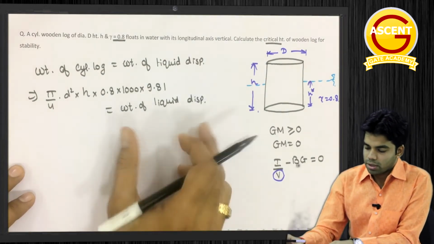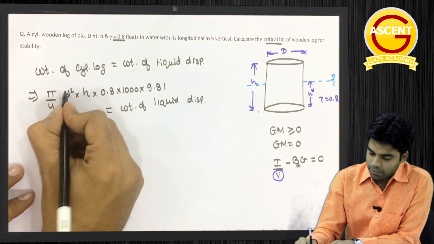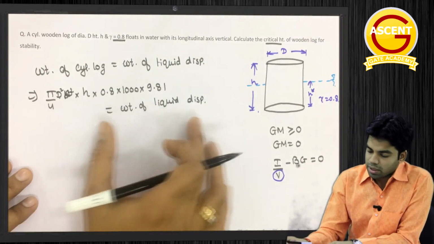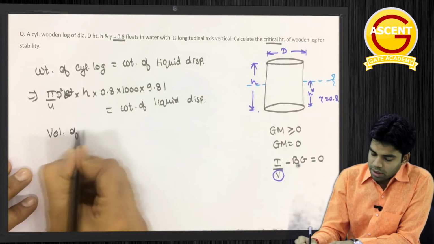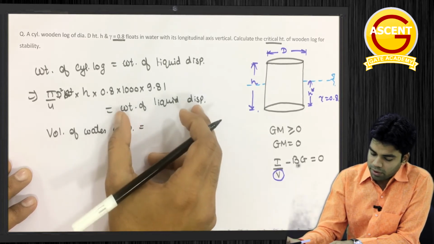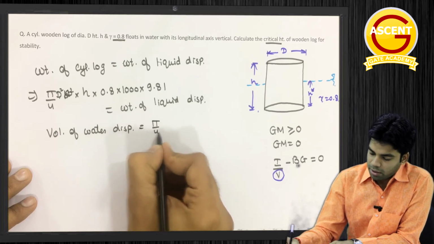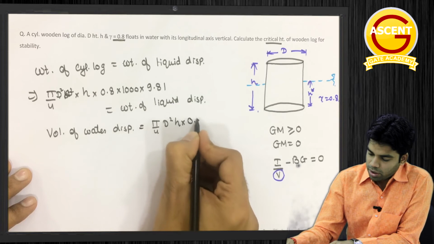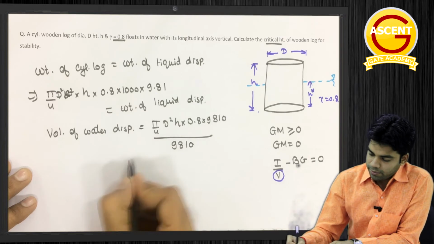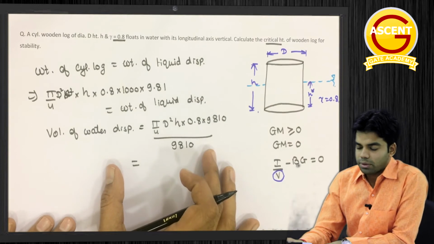This is nothing but the total weight of liquid displaced. Now this diameter is capital D. Since this is the weight of liquid displaced, what will be the volume of water displaced? This is nothing but the total weight of the liquid displaced divided by specific weight. So this will be equal to pi by 4 D square H into 0.8 into 9810, divided by 9810. So this much volume of water will be displaced.